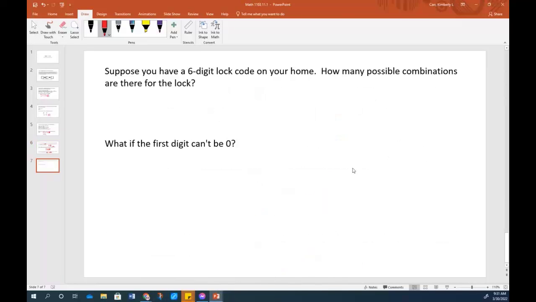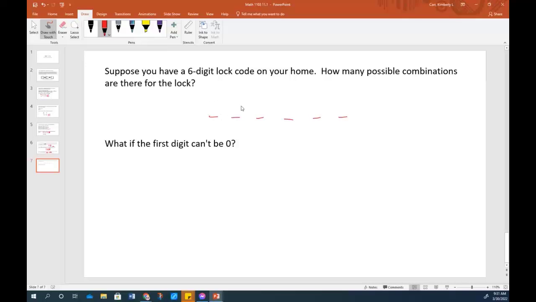So here's another one. Suppose you have a 6-digit lock code on your home. How many possible combinations are there for the lock? Well, this is why combination locks are kind of nice, particularly those where you just, like realtors use, where you just punch in a numeric. Because here, you just kind of have to think through, well, there's going to be 6 places that we make a choice, because you have to make a choice when you are setting up your lock code for each of those digits, 1, 2, 3, 4, 5, 6.